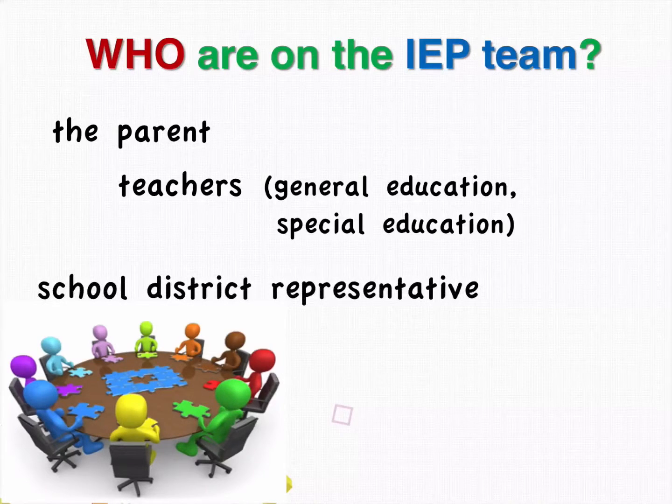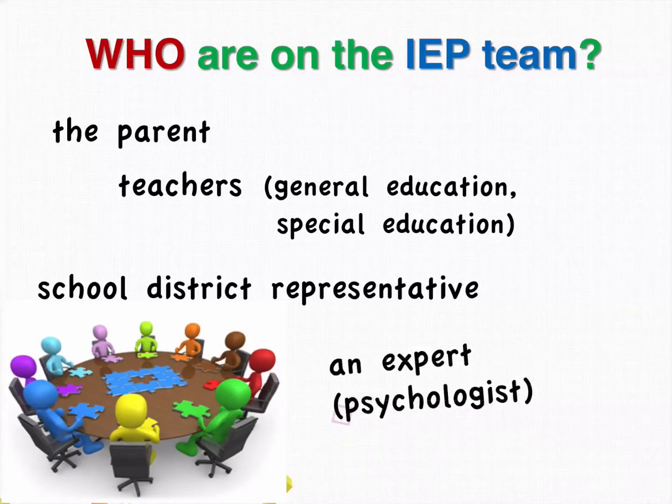Also, a school district representative is one of the members since they have the power to approve school resources for the child. This person must be qualified to provide or supervise special education services. And of course, an expert. These experts can actually interpret the child's evaluation results, and this could be a member of the team, an additional person, or the school psychologist.